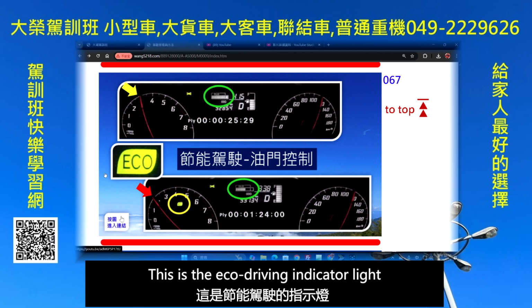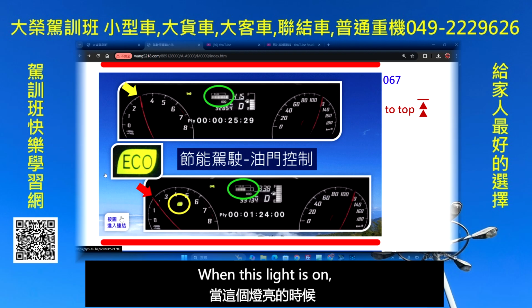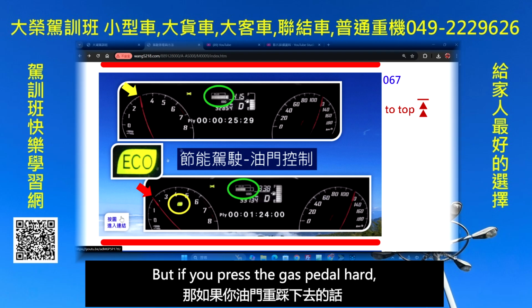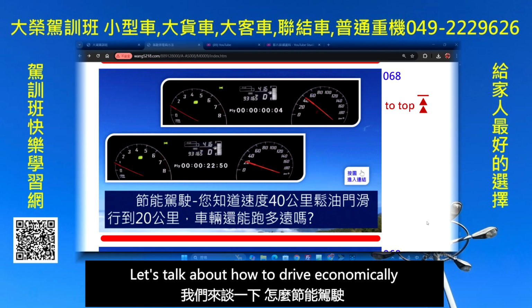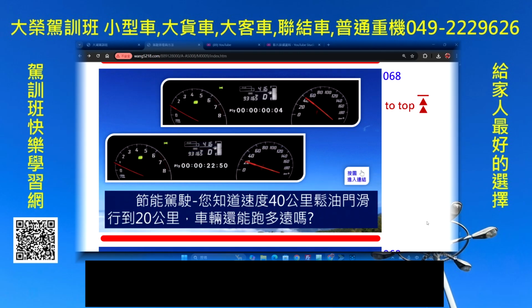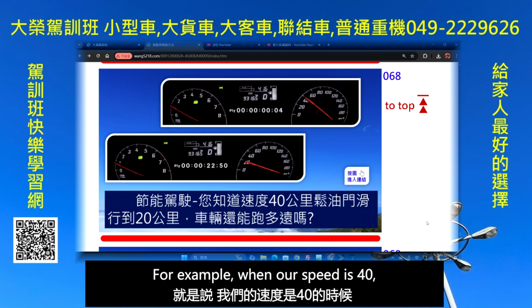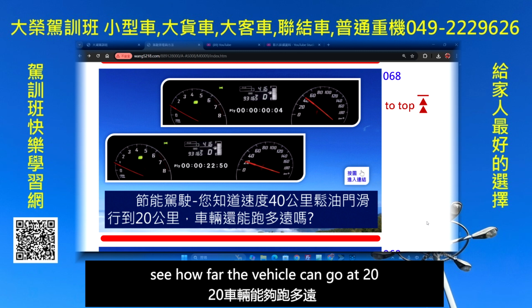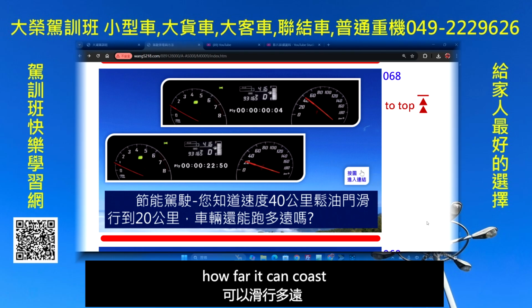Eco. This is the eco driving indicator light. When this light is on, it means you're in eco driving mode. But if you press the gas pedal hard, the light will go off. Let's talk about how to drive economically. For example, when our speed is 40, release the gas pedal and coast to 20. See how far the vehicle can coast.